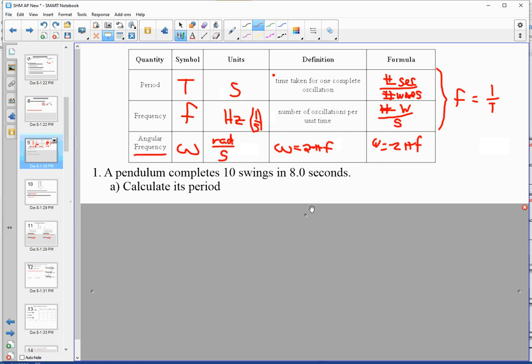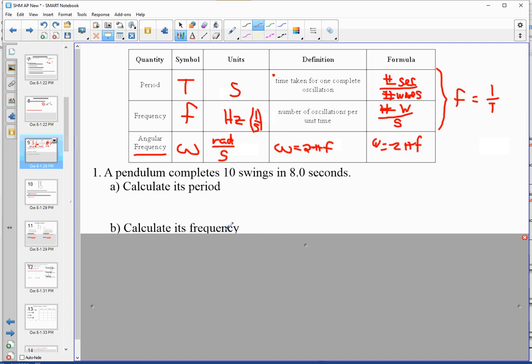All right, just to review the concepts, if we have a pendulum and it completes 10 complete swings back and forth in 8 seconds, calculate its period. Well, the period is the number of seconds divided by the number of waves. So that would be 8 seconds divided by 10 waves. Remember, waves and oscillations and all that stuff's invisible, so we would have 8 over 10, which will be 0.8 seconds.